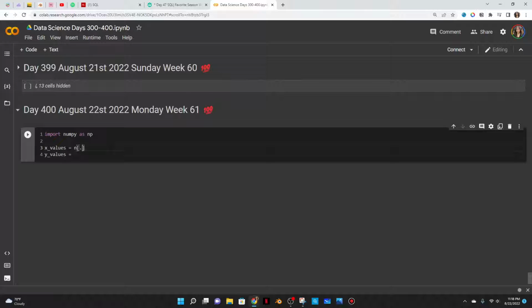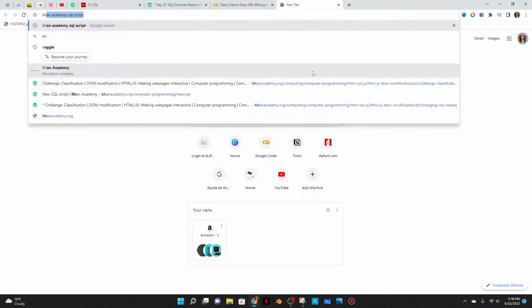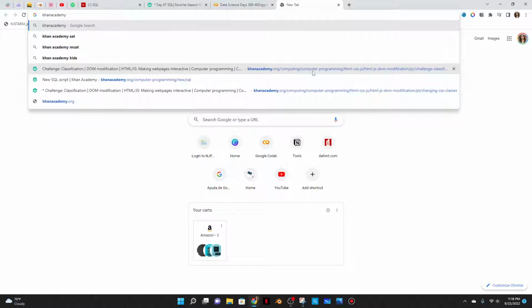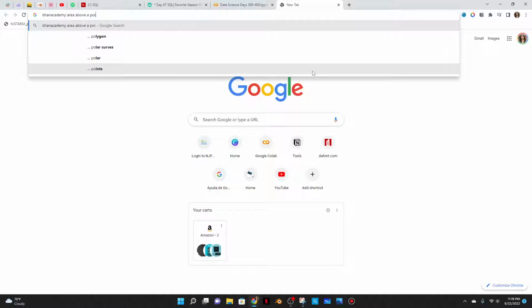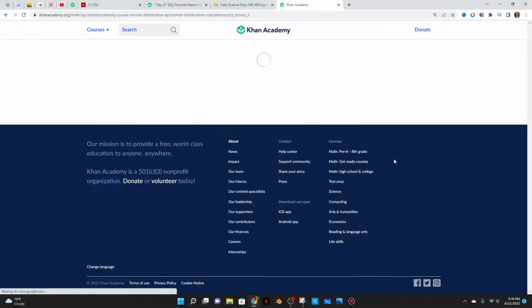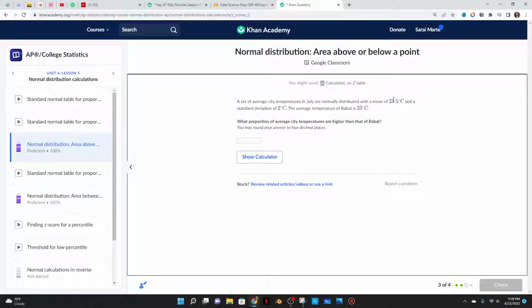What I'll do is np.random.normal, and that takes in three parameters: my loc, my scale, which is my standard deviation, and then the size of the array that I want. Yesterday I did 0.5 for the mean, so today I might do something different. Let me search up Khan Academy, area above a curve, above a point. They usually give good examples. All right, so I'm going to say that my mean is 23.5 and I have a standard deviation of 2.